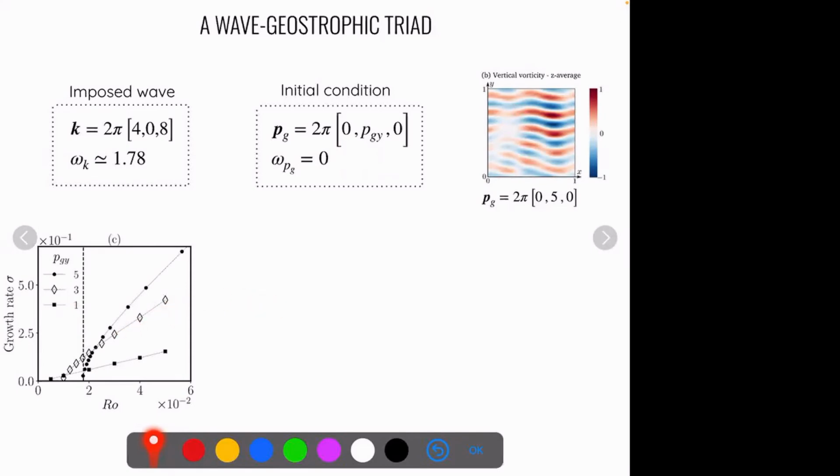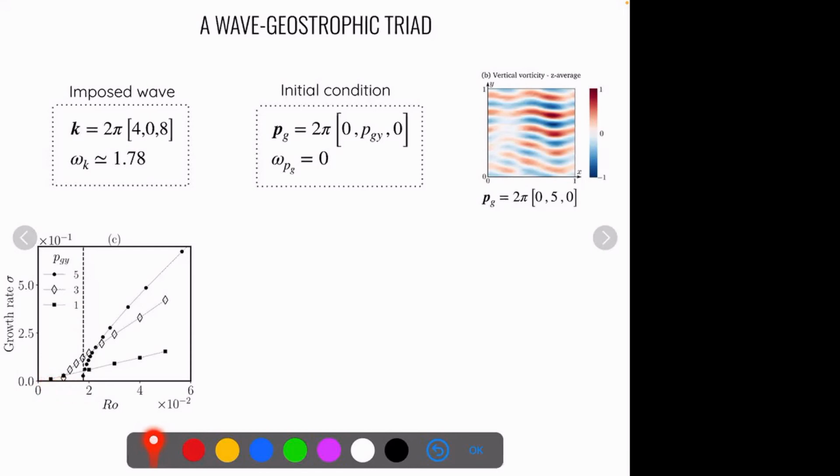And you see this quite peculiar shape for the growth rate as a function of the Rossby number, where at moderate to high Rossby number it seems to be quite linear. But as you decrease the Rossby number, or the wave amplitude, there is a finite amplitude below which the growth rate goes to 0. And it seems that the smaller PGY is, the smaller this number is, the further you can go, the smaller the critical Rossby number can be.